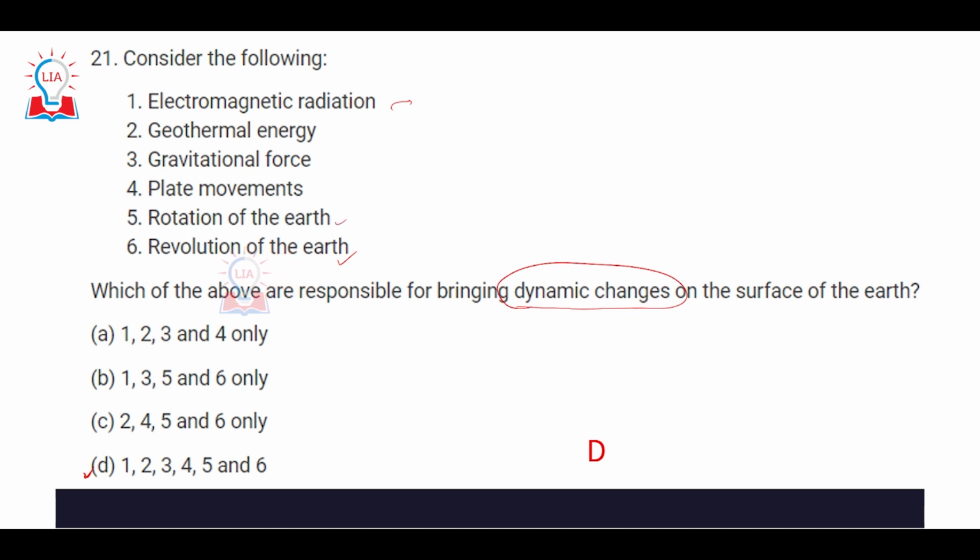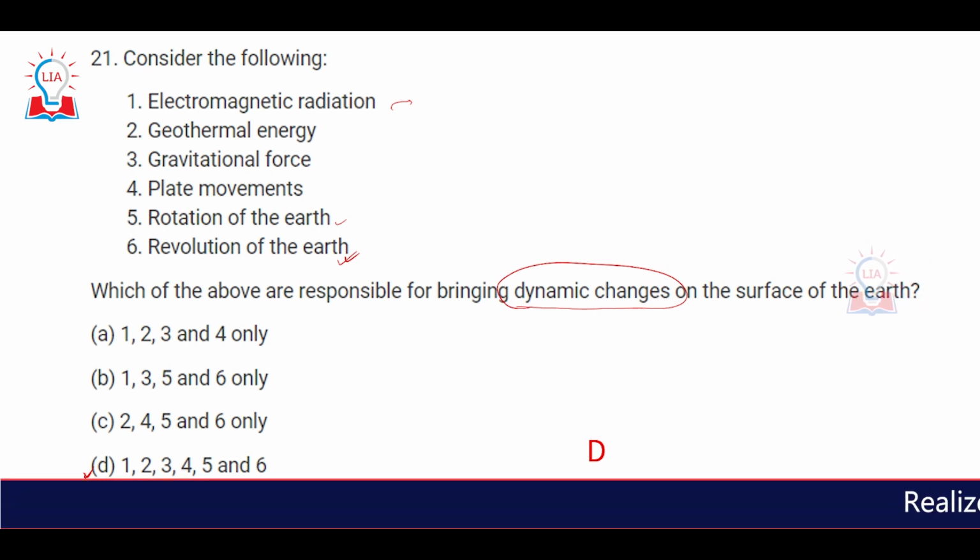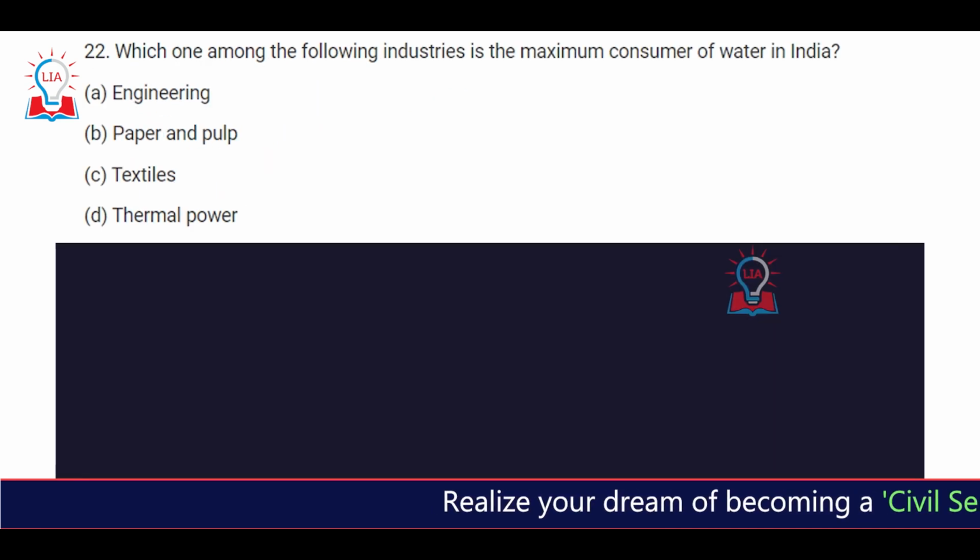Similarly, rotation of Earth is responsible for change in day length. It causes change in the weather condition, which is also a dynamic phenomenon. And revolution of Earth obviously causes change in the seasons and brings a lot of different atmospheric and climatic phenomena in different parts of the world. So all these 6 are responsible for certain types of dynamic changes on the Earth's surface.